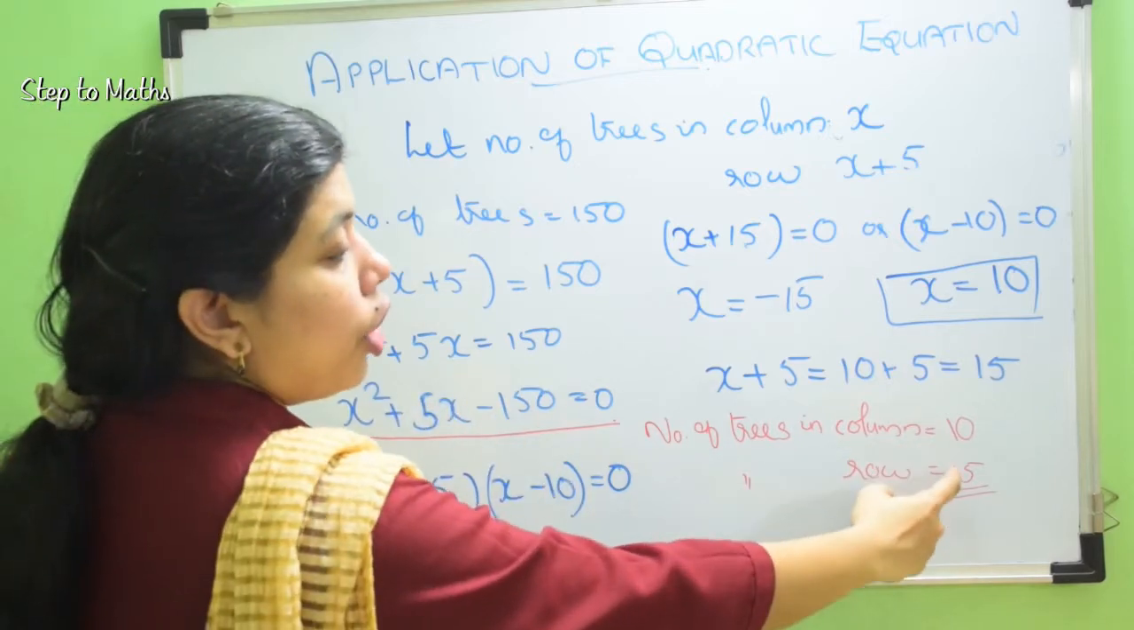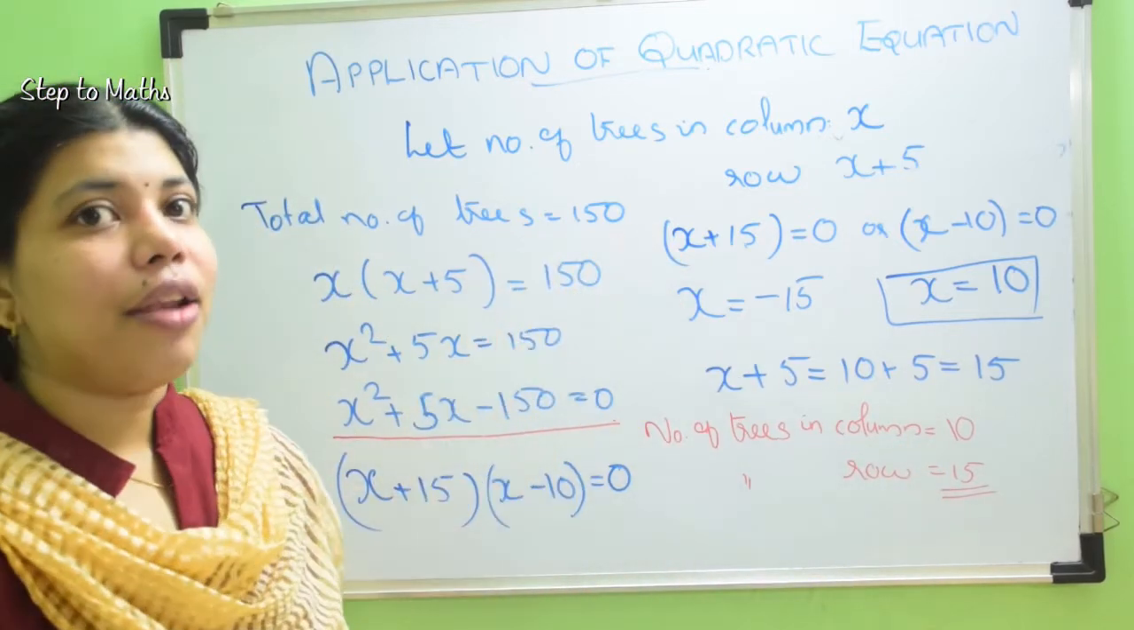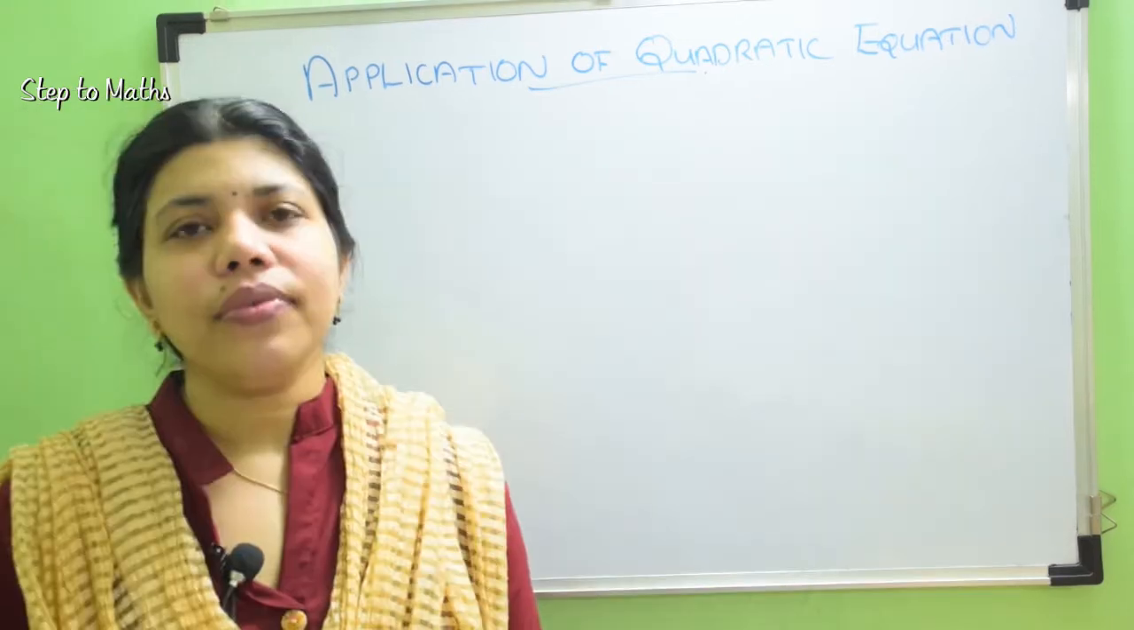That means 10 into 15 is 150. That means our answer is correct.